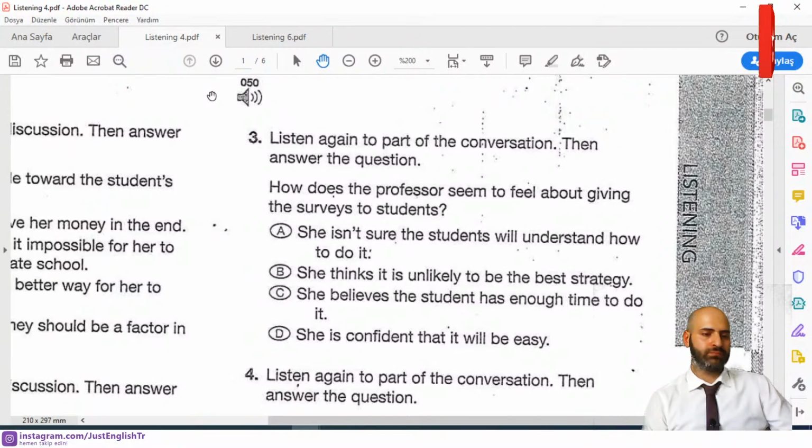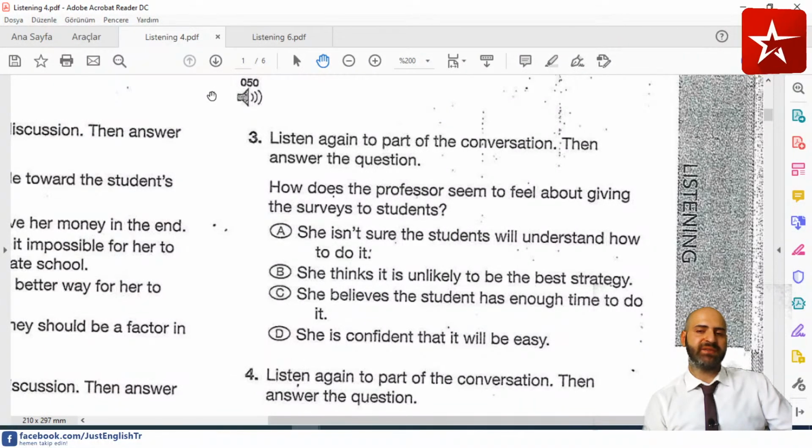How does the professor seem to feel about giving the surveys to students? Answer A says she is not sure the students will understand how to do it. B says she thinks it is unlikely to be the best strategy. C, she believes the students have enough time to do it. D, she is confident that it will be easy.